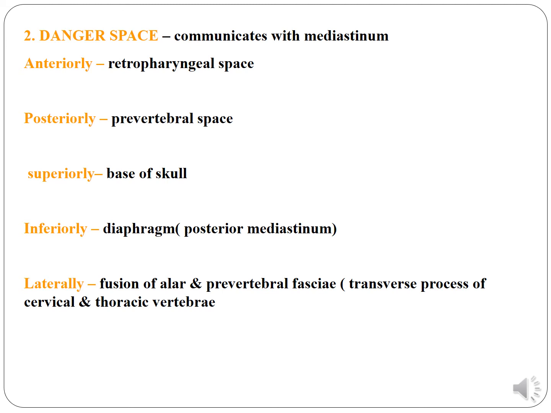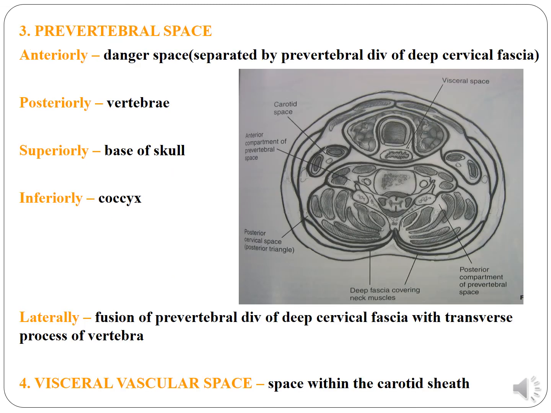This is the danger space, which communicates with the mediastinum, and you have the anterior border of the retropharyngeal space. Posteriorly you have the prevertebral space, superiorly the base of the skull, and inferiorly you see the diaphragm in the posterior mediastinum. So this is why it is called the danger space. And then laterally, it is formed by the fusion of alar and prevertebral fascia, which comes from the transverse processes of the cervical and thoracic vertebrae.